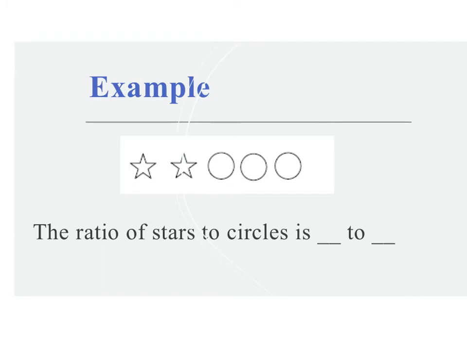Right here we have a picture of 2 stars and 3 circles, and it says the ratio of stars to circles is what to what. So stars would be written first. We have 2 stars, so it would be 2. And how many circles do we have? We have 3 circles. So the ratio of stars to circles would be 2 to 3.